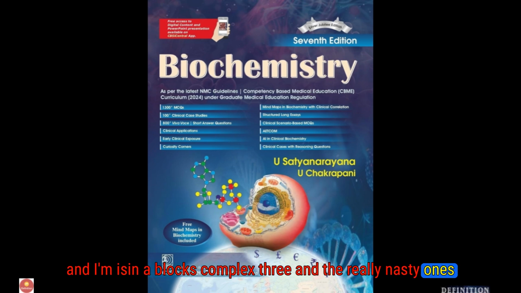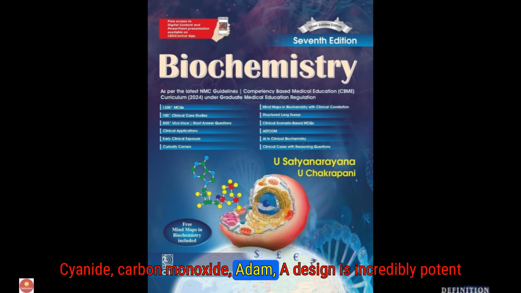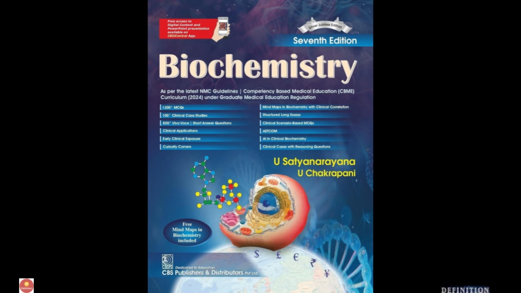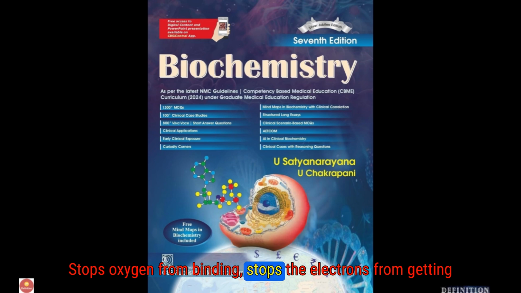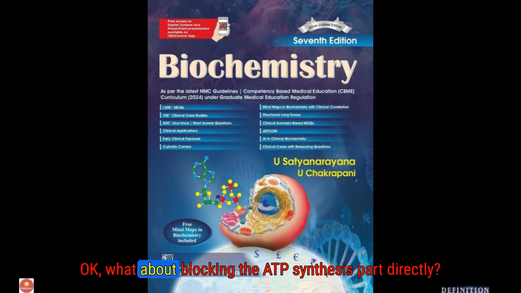And the really nasty ones hit the end? Yeah. Complex 4. Cyanide, carbon monoxide, azide. Cyanide is incredibly potent because it binds tightly to the iron in the cytochrome oxidase complex. Stops oxygen from binding. Stops the electrons from getting to oxygen. The whole chain backs up instantly. Electrons pile up, oxygen can't be used, tissue asphyxia. Very bad news. Yikes. Okay, what about blocking the ATP synthesis part directly?